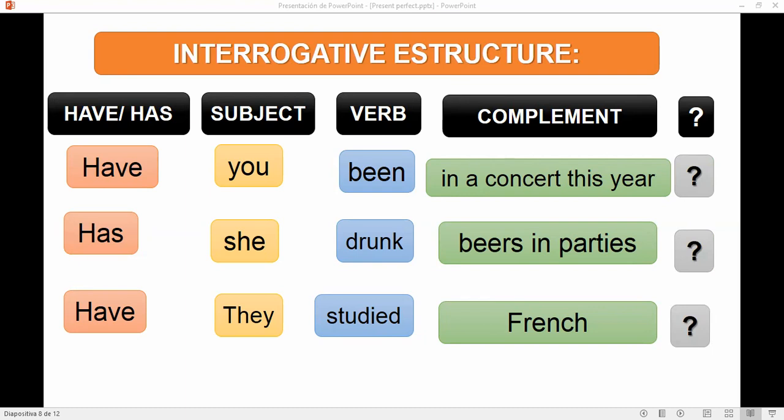Okay. Example number 1, have you been in a concert this year? Has she drunk beers in Paris? Have they studied French? Answers. Yes, I have. No, I haven't. Yes, she has. No, she hasn't. Yes, they have. No, they haven't. Okay.